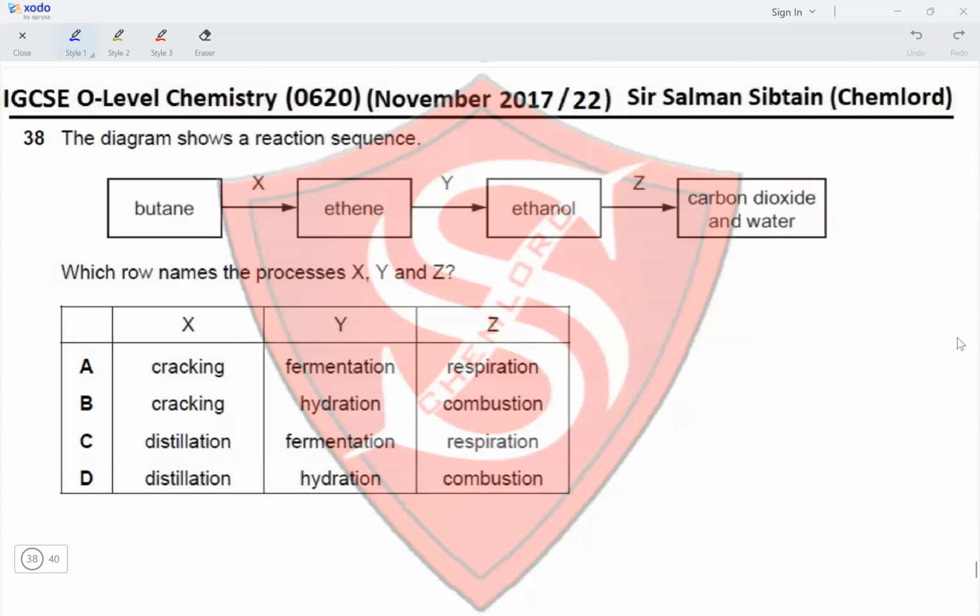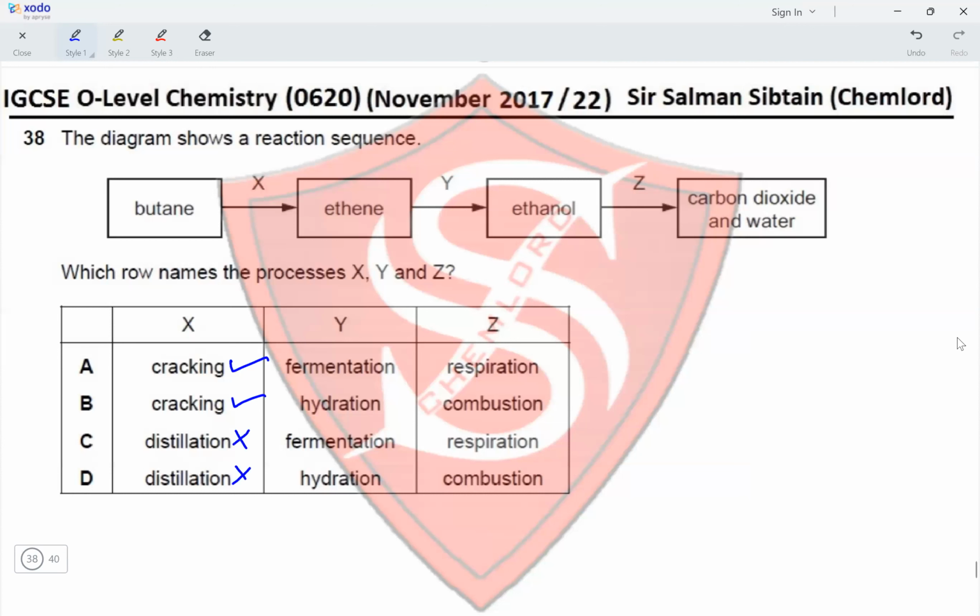Question 38. The diagram shows a reaction sequence. Butane is converted into ethene, is converted into ethanol, is converted into carbon dioxide and water. Which row names the process X, Y, and Z? So process X converts butane to ethene. Butane is a 4 carbon compound and ethene is a 2 carbon compound. The only way a 4 carbon compound can form a 2 carbon compound is by cracking. So this eliminates options C and D.